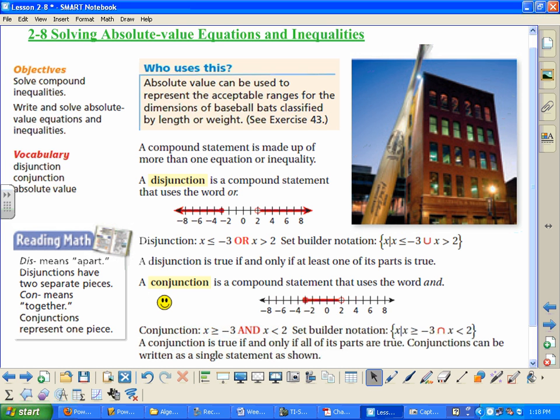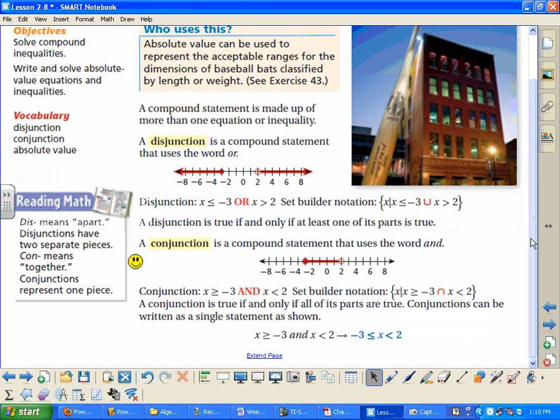A conjunction is where the word and is used, and that's where they're going to go together. So you have two dots connected by a segment. And so here you can see this little reading of math here. It says a dis means apart. So disjunctions have two separate pieces. And con means together, so conjunctions represent just one piece. Okay? So if it's or, there's going to be two pieces. If it's and, there's only going to be one piece.